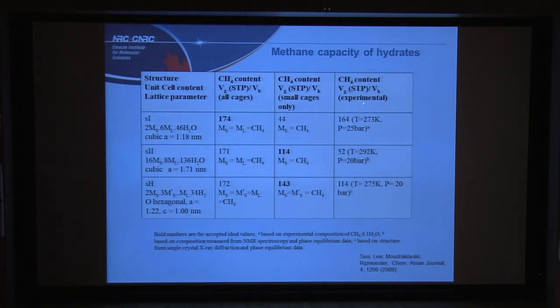In the final column, I have some experimental numbers, and then we must, of course, add the temperature and pressure under which these measurements were made. You can see that in this case we actually come reasonably close to the maximum capacity. Whereas in this case, only about half the cages are filled under these conditions for a double hydrate. And for this one, we're a little bit closer to the maximum. But you can see that we have considerable leeway in designing a system for gas hydrates with specific purposes.